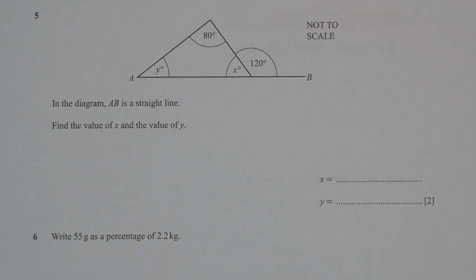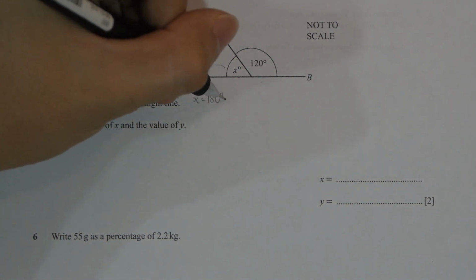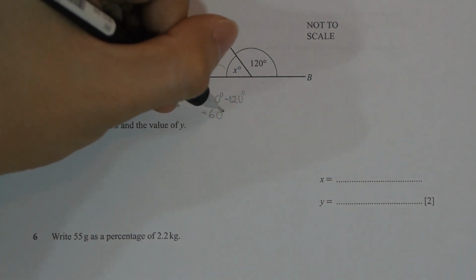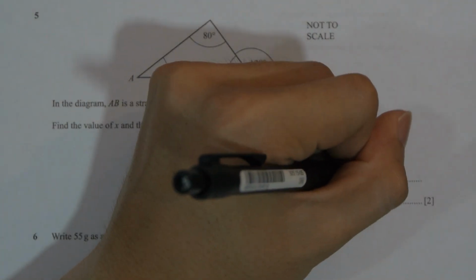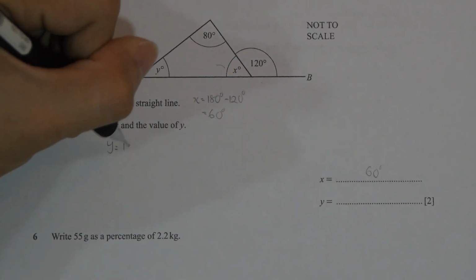Whereby for the next question, the first thing I'm going to find will be x because it's a straight line. So after you obtain the x, then you'll be able to use 180 minus 80 and 60 to find y's value.